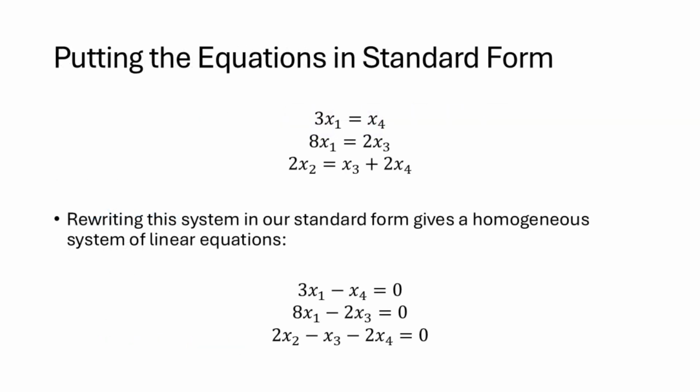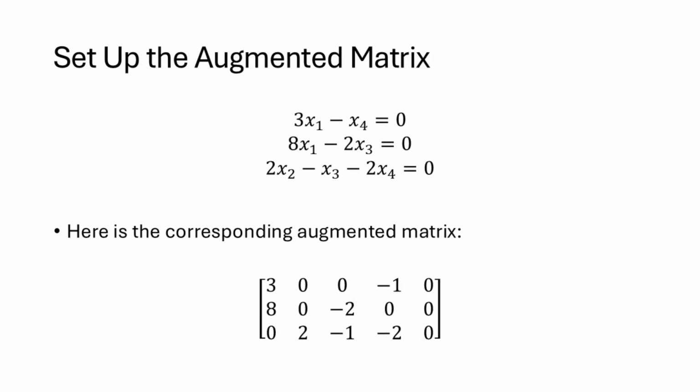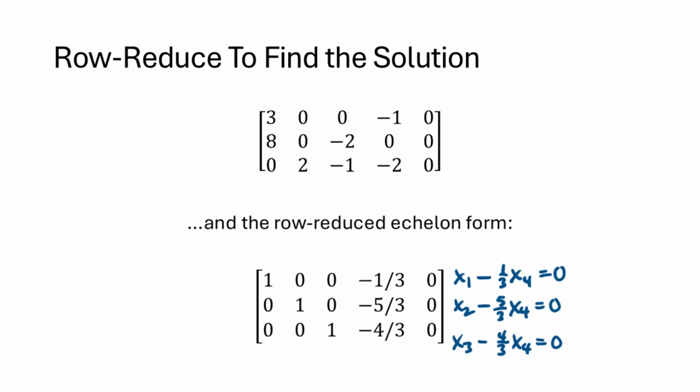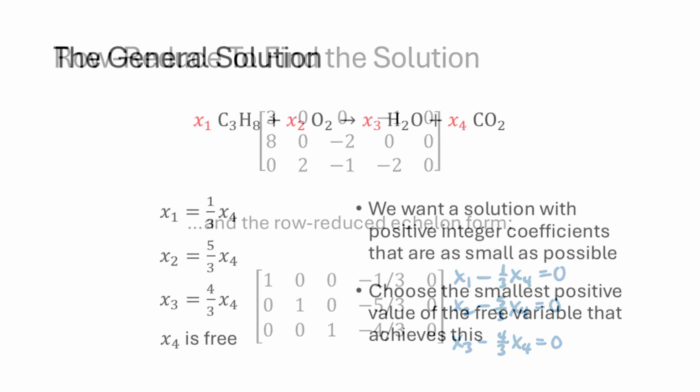Now that we have our equations, we next need to put them in standard form by subtracting all the variables to the left-hand side. Once we do that, we get a homogeneous system of equations that you can see here. The next step is to set up the augmented matrix, and then we row reduce that matrix. And once we have our row-reduced matrix, we rewrite each row as an equation, and then solve those equations for those basic variables to get our general solution.